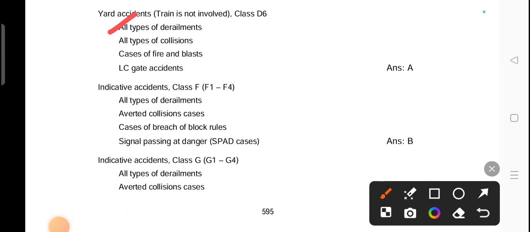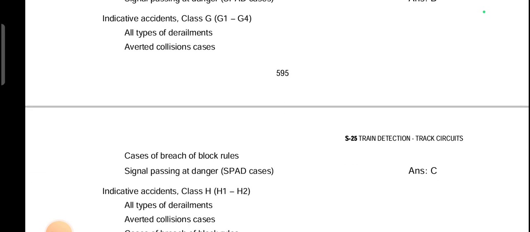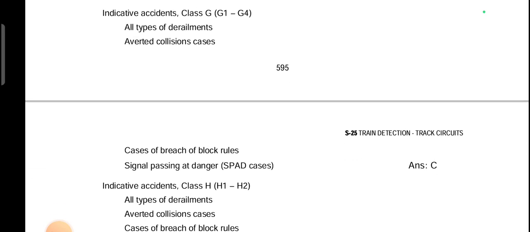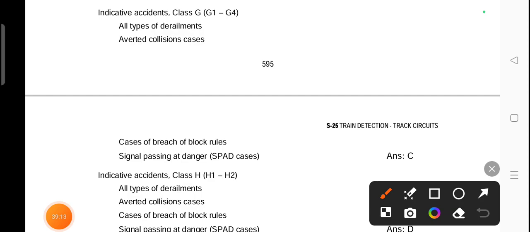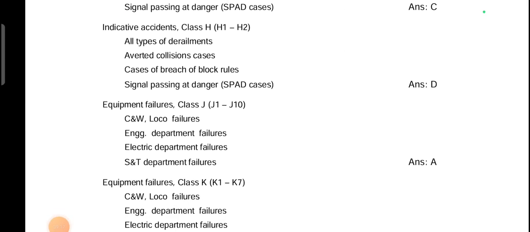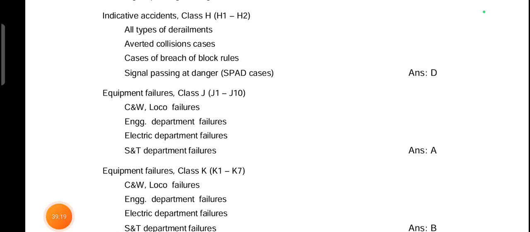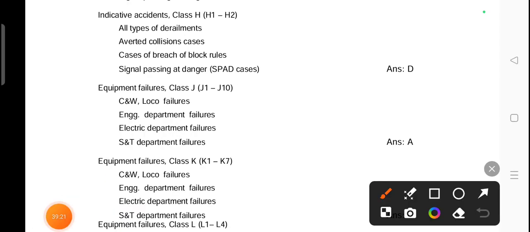Indicative accidents, class F, F1 to F4, averted collision cases. Indicative accidents, class G, G1 to G4, cases of break of block rules. Indicative accidents, class H, H1 to H2, signal passing at danger, SPAD cases.